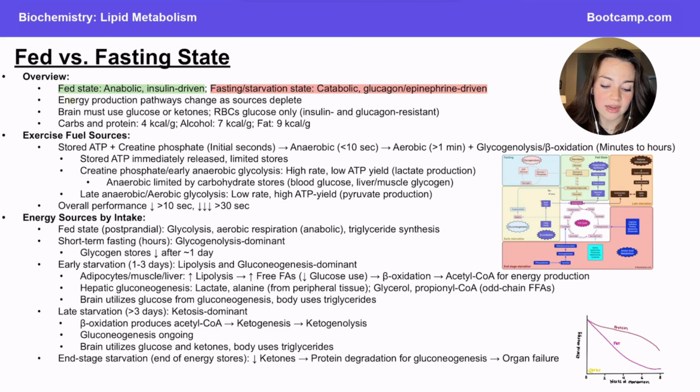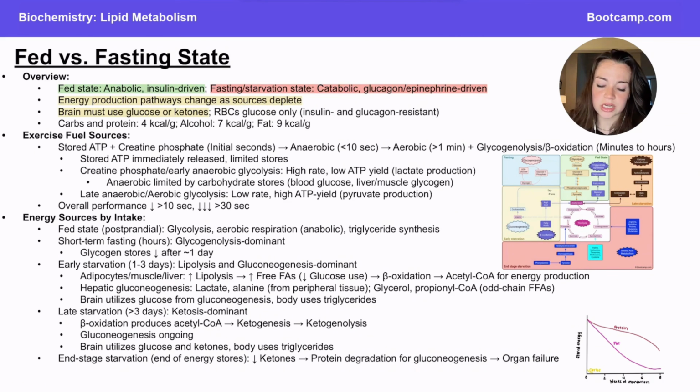So the relevant energy production pathways change as our available fuel sources deplete. Something to keep in mind as we move through this lesson is that the brain must use glucose or ketones for energy. Those are its only two options for an energy source.